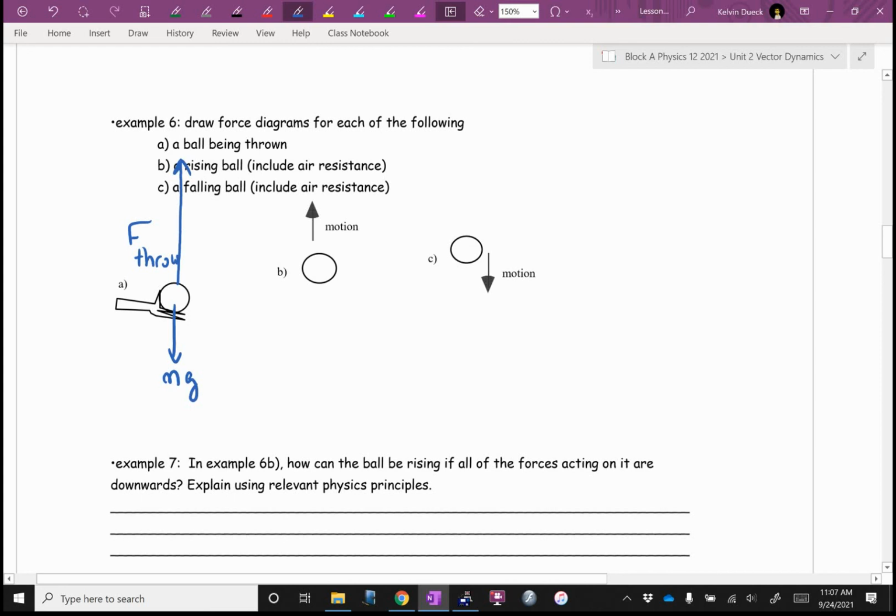F throw. And we'll ignore air resistance while it's in my hand. But once it leaves my hand, part B, it's on the way up. Now let's include air resistance. What are the forces acting on it? Get the obvious one. Which way?